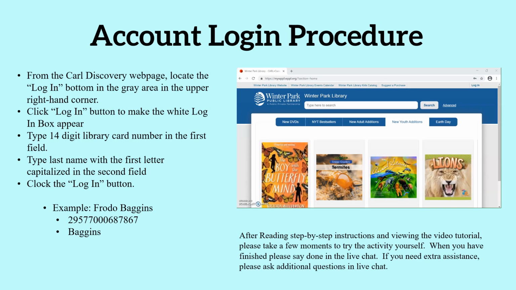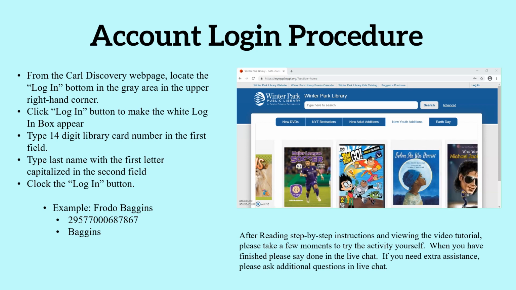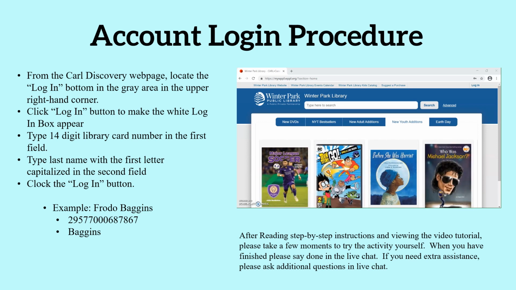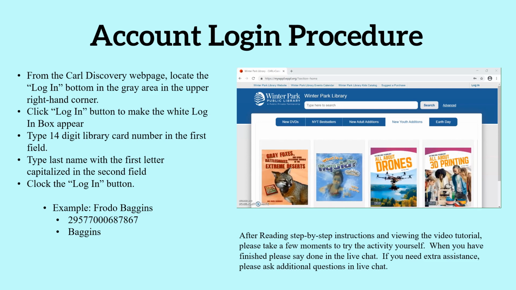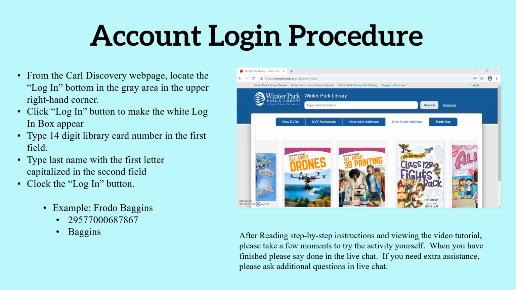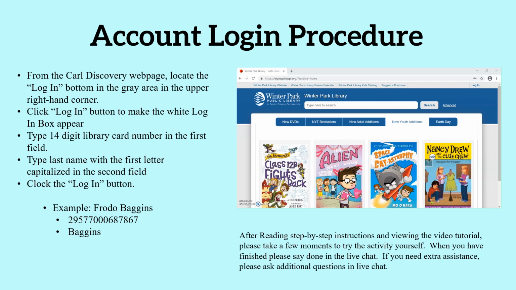From the Carl Discovery Catalog page, we can log into our accounts. To log in, first we must locate our library card numbers. If you're a resident with us, you'll have a white library card, and this number will be on the back. If you're an Orange County reciprocal member, you will have a green library card, and this number will also be on the back. If you're a Maitland reciprocal member, this number will be the same as your Maitland number as your card is used in both libraries.